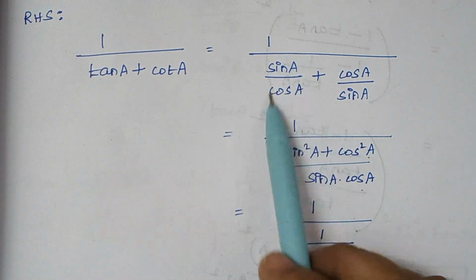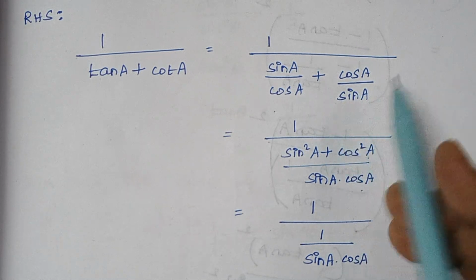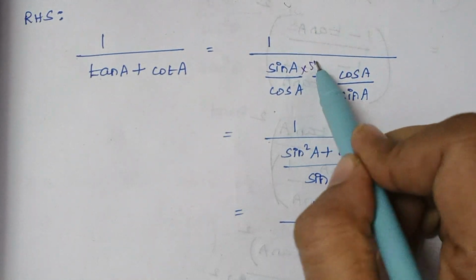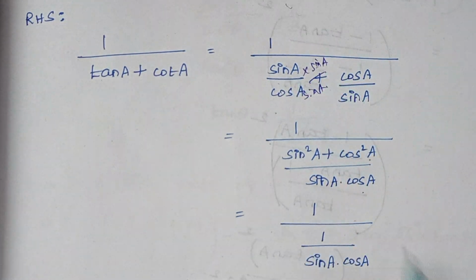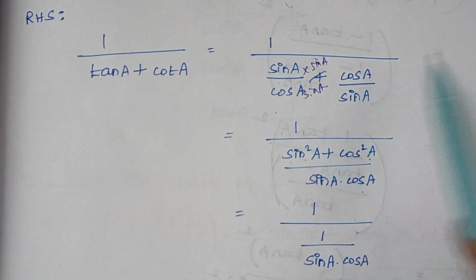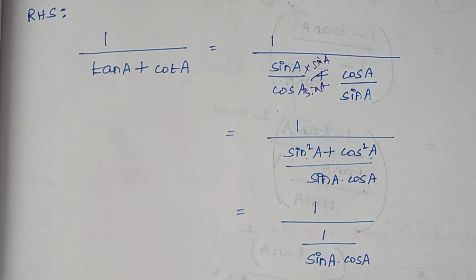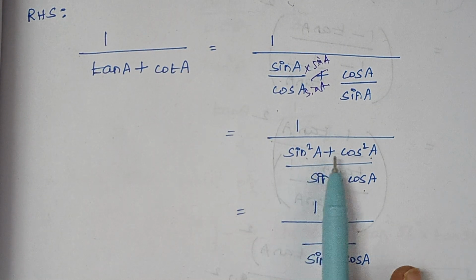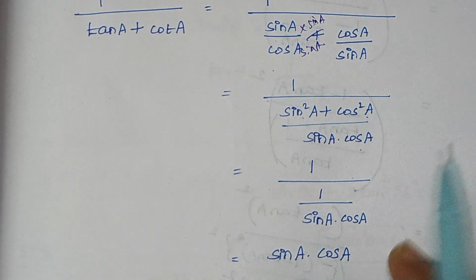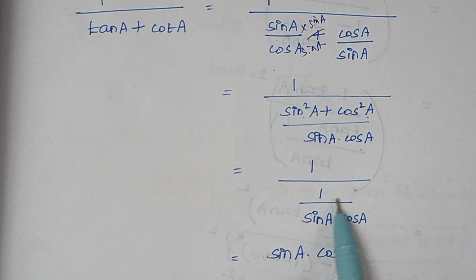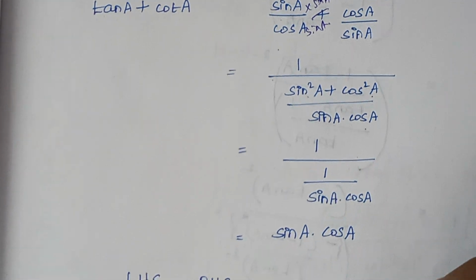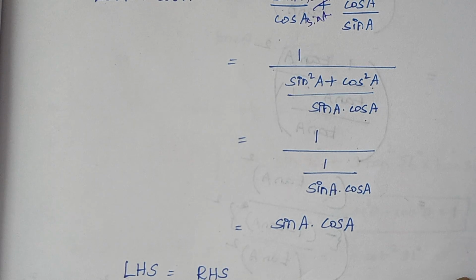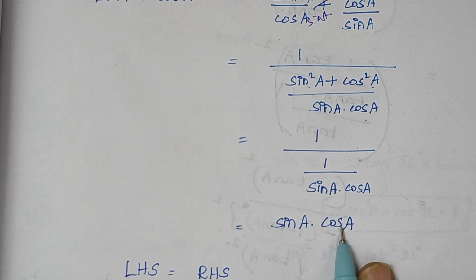Here we have cos A. The additional term is sin A, so we have to multiply and divide by sin A. So sin A into sin A becomes sin² A. Similarly here cos A into cos A becomes cos² A. So sin² A + cos² A becomes 1. So when you move this denominator term to the numerator, it appears as a reciprocal. Therefore, this appears as 1 into sin A cos A, which is nothing but sin A cos A.